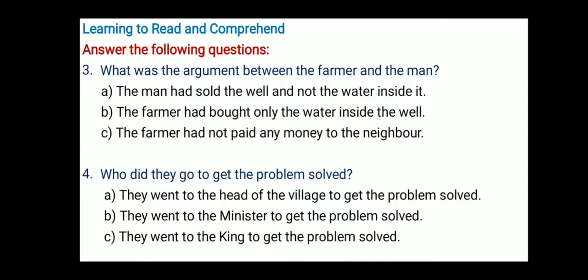Question number 4. Who did they go to get the problem solved? The 3 options are: A. They went to the head of the village to get the problem solved. B. They went to the minister to get the problem solved. C. They went to the king to get the problem solved. Please write your answers. Choose the correct option. Third question is, what was the argument between the farmer and the man?